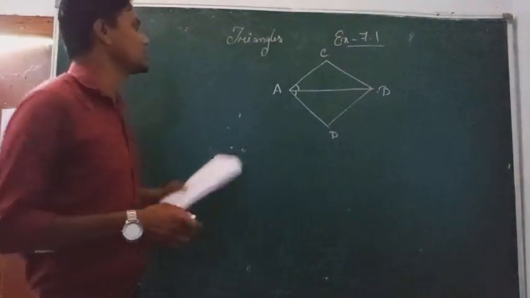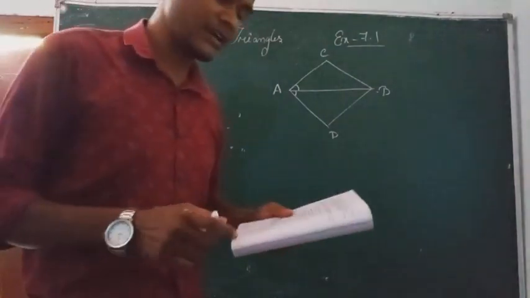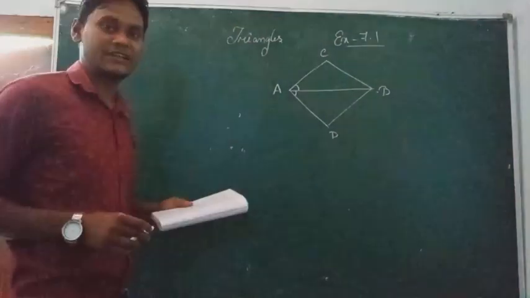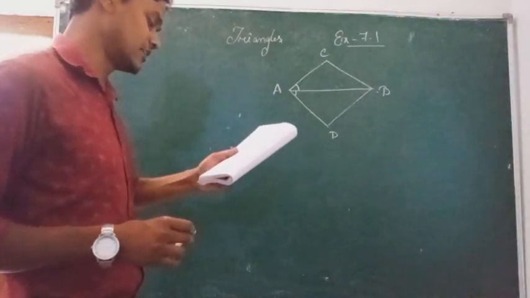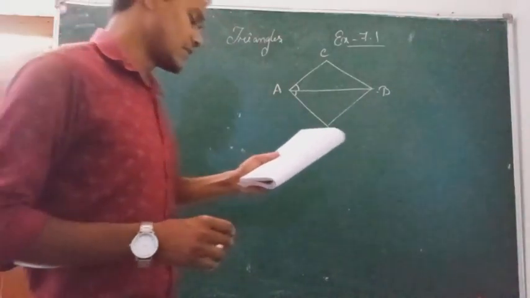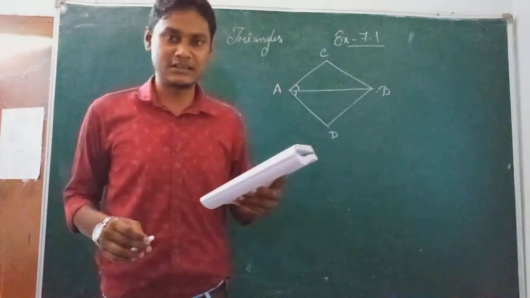Now in this question, the data and information are given. What are the various data and information provided? We just need to look at them. So first of all, in quadrilateral ABCD, what is given?